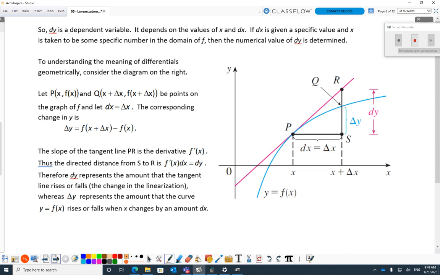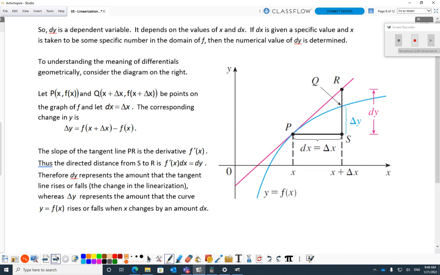Well, this is the technical explanation of all that, so I'll move through it pretty quickly. dy is the dependent variable. It's the change in y this way. It depends on the values x and dx. If dx is given for a specific value and x is some specific number, then we can find the value of dy, just like I did there, 2 times 10.